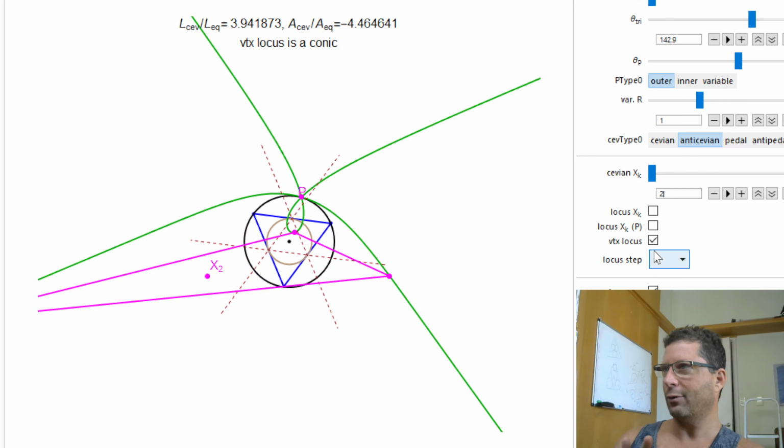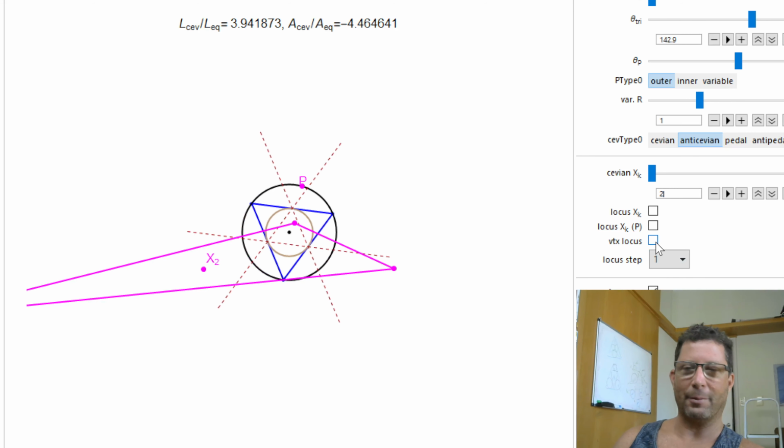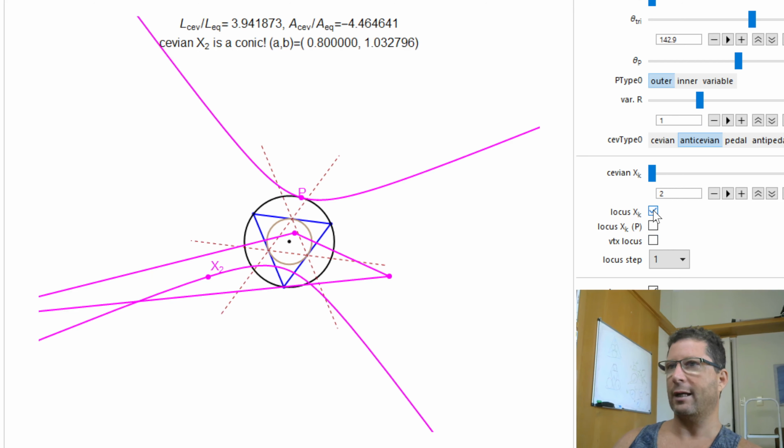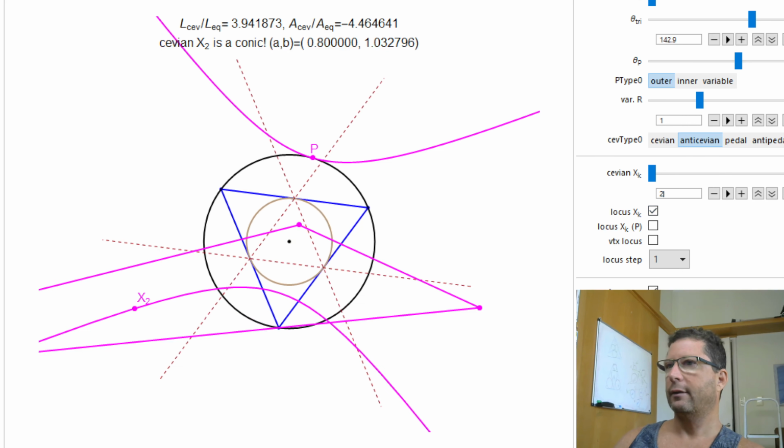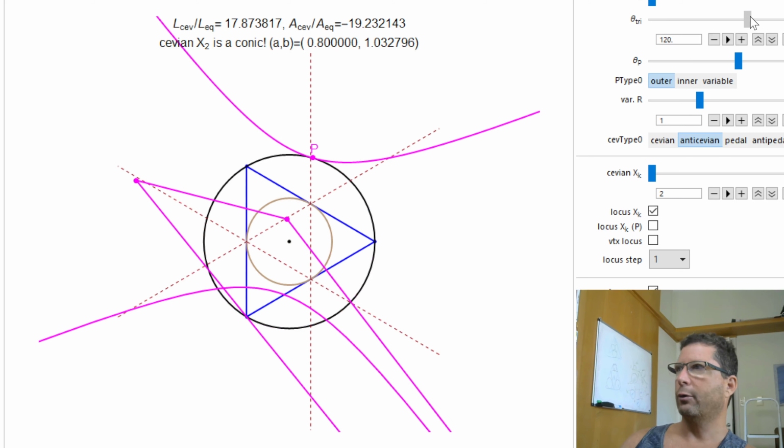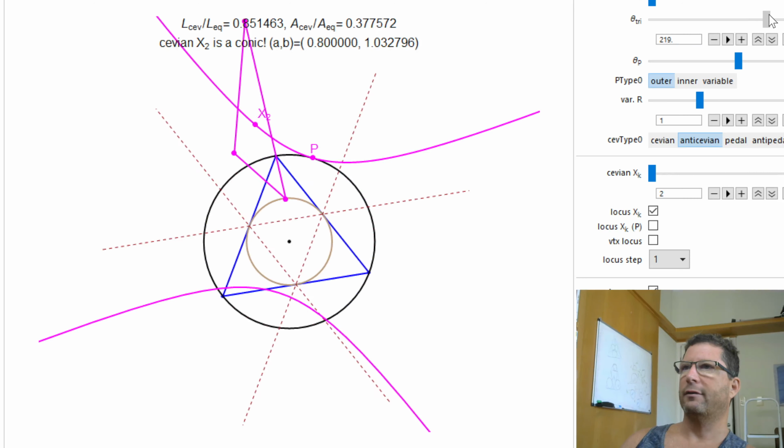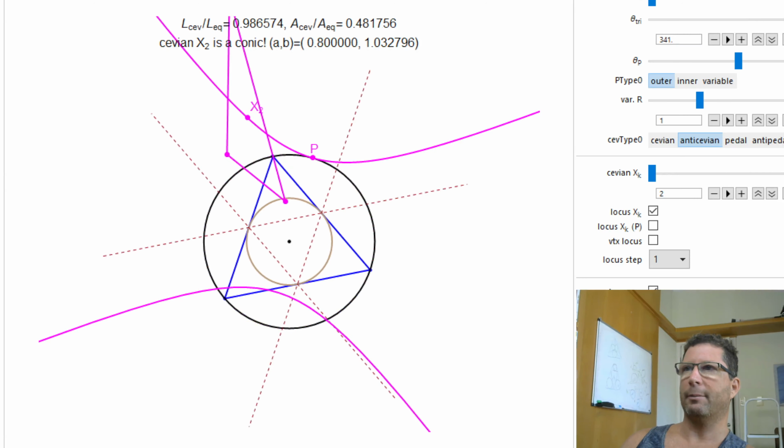Let's talk about the most central question and property: what is the locus of x2 of the antipedals as I rotate my equilateral family? So let's draw that. It turns out that if P is anywhere on the plane, the locus of x2 is always a hyperbola. And there are a few special cases. So here's the locus of x2 for a rotating family of equilateral triangles: a hyperbola.